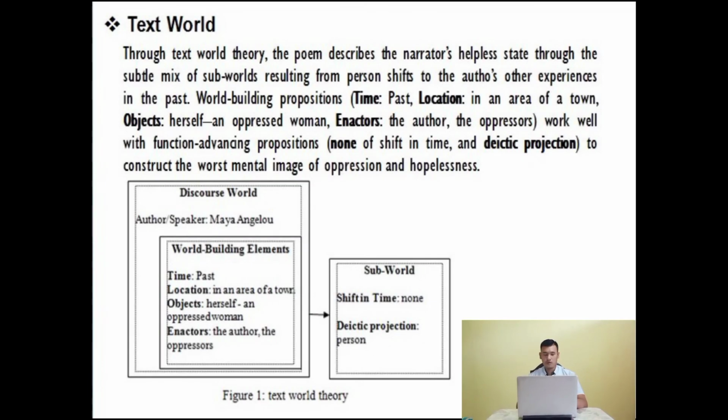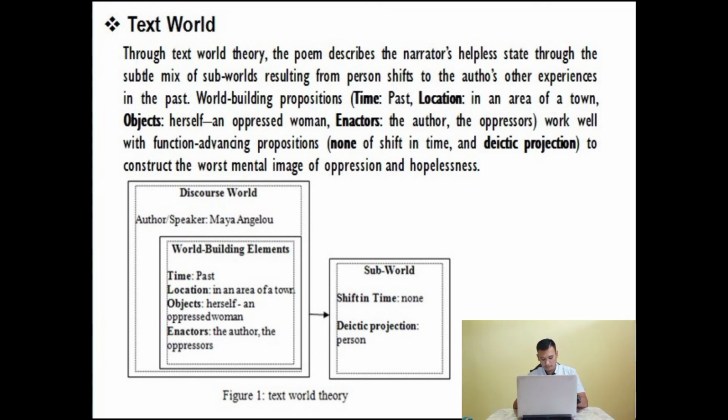Another element of cognitive stylistics, which happens to be the last element, is text world. It is a theory broadly developed by Gavins in 2007. It consists of cognition, which is why it is included in cognitive stylistics. It is presented in the form of a figure, as you can see on the slide. It is divided into three squares. The largest one is called the discourse world. It consists of the author, the speaker, which is Maya herself.